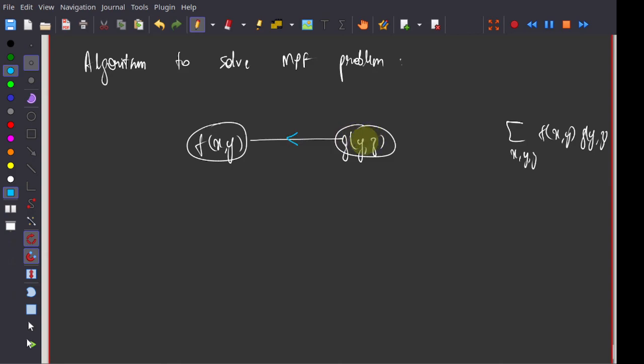So this vertex will send a message. I'll call this 1 and 2. So this is vertex 1 and vertex 2, corresponding to alpha 1 and alpha 2.